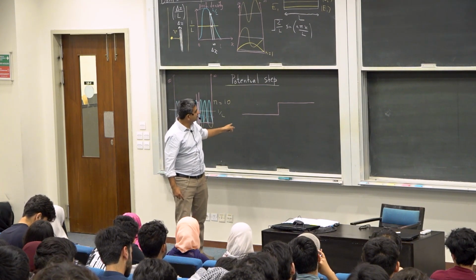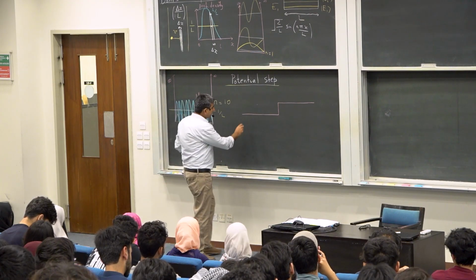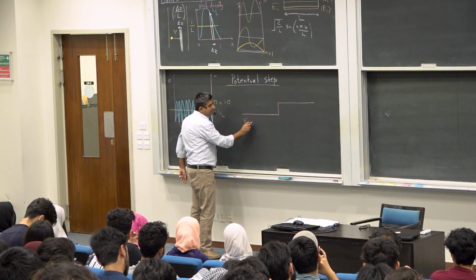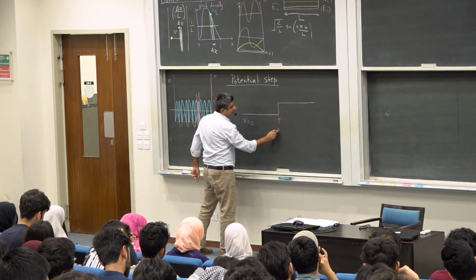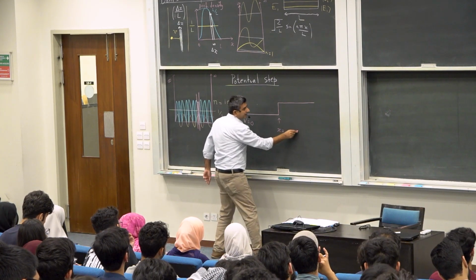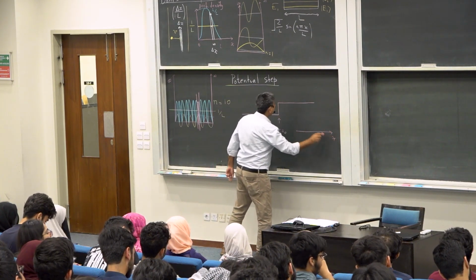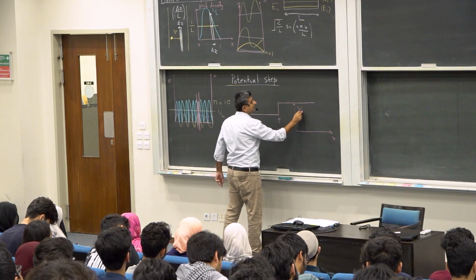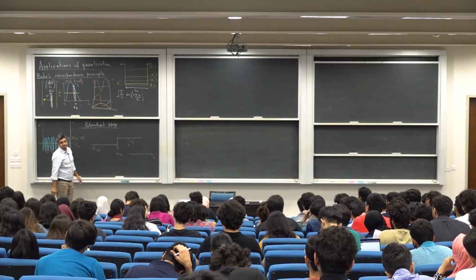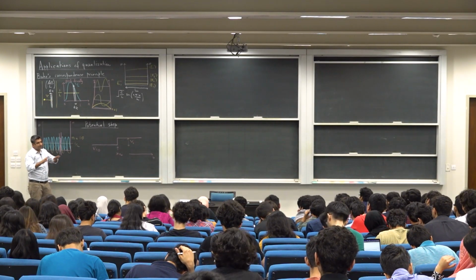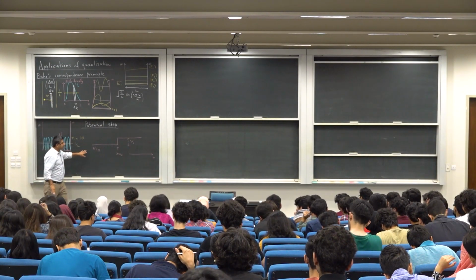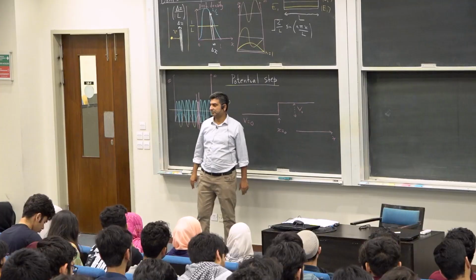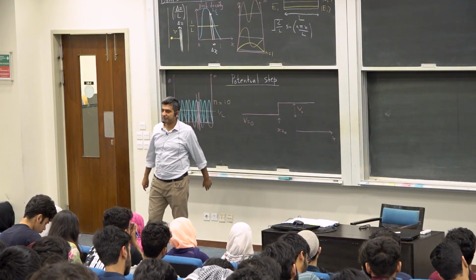So just imagine that we have a potential step. Here the potential energy is 0. This point corresponds to x equals 0. This is my x-axis. This height is V naught. So this is the potential landscape. Let's call this the landscape of the potential.